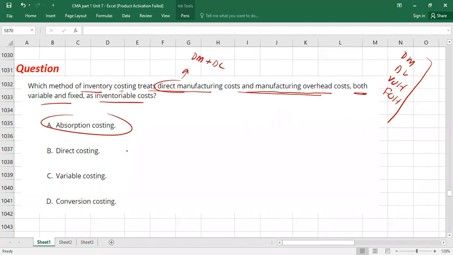Understood? Direct costing means variable costing. Conversion costing will include only labor and overheads. You know the conversion cost definition. That will include only labor and overheads. I told you this definition when I explained the difference between direct material, direct labor, indirect material, and indirect labor. Understood? So absorption costing is the answer. Clear?